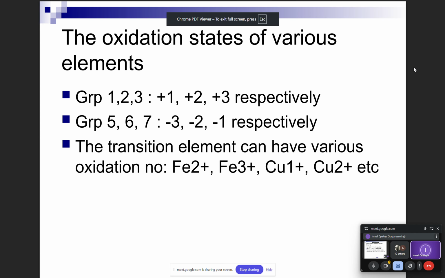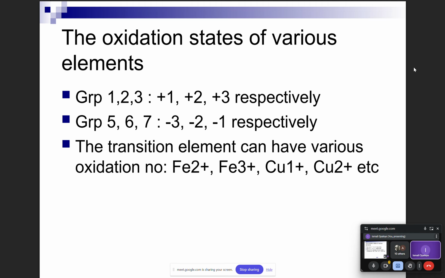So the oxidation states of various elements: group 1, 2, 3, you have them to be plus 1, plus 2, plus 3 respectively. Do you expect the oxidation number of sodium to be plus 2? No, it is always plus 1. For calcium, it is plus 2. For aluminium, plus 3. How about for group 5, group 6, group 7? Please take note. There will be negative 3, negative 2, and negative 1 respectively.